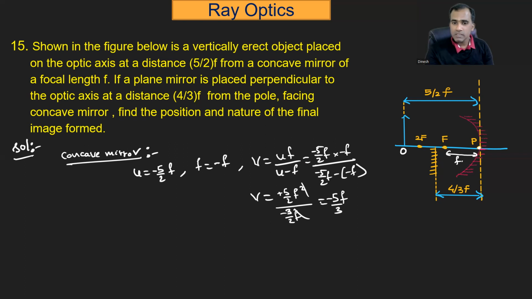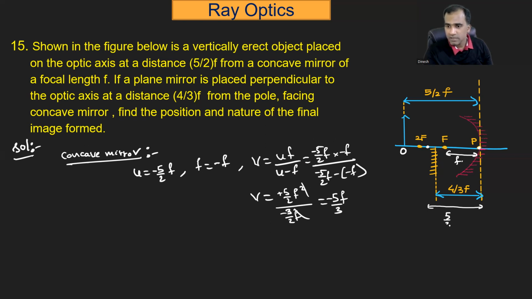Can you look at this image? This distance, whatever we got, is also with respect to the mirror that we are analyzing. We are analyzing with respect to this mirror, so the distance that we got, minus 5 by 3 f, is also with respect to this point. Since it is minus, it is on the left side of this mirror, at a distance of 5 by 3 f. This is at 4 by 3. 5 by 3 means it's a little farther. This point is 2f, so it means it is less than 2f. So it should be somewhere here.